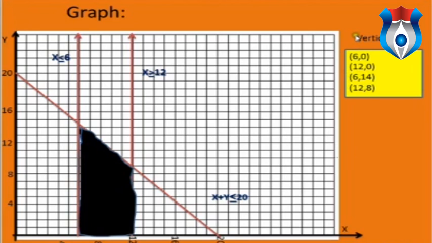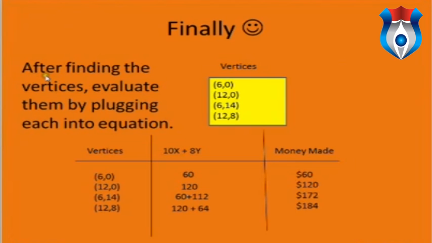And now we have the vertices, which are each of the corners of the feasible region. After finding the vertices, we evaluate them by plugging them into the equation one by one. So we have the vertices right here, and then we put them into a little chart. Vertices, then 10x plus 8y, which was our original equation, and then the money made, which is the final value. So we put 6 in x and a 0 as y, and then we get 60, and that's the money we can make. So you could do this by yourself.